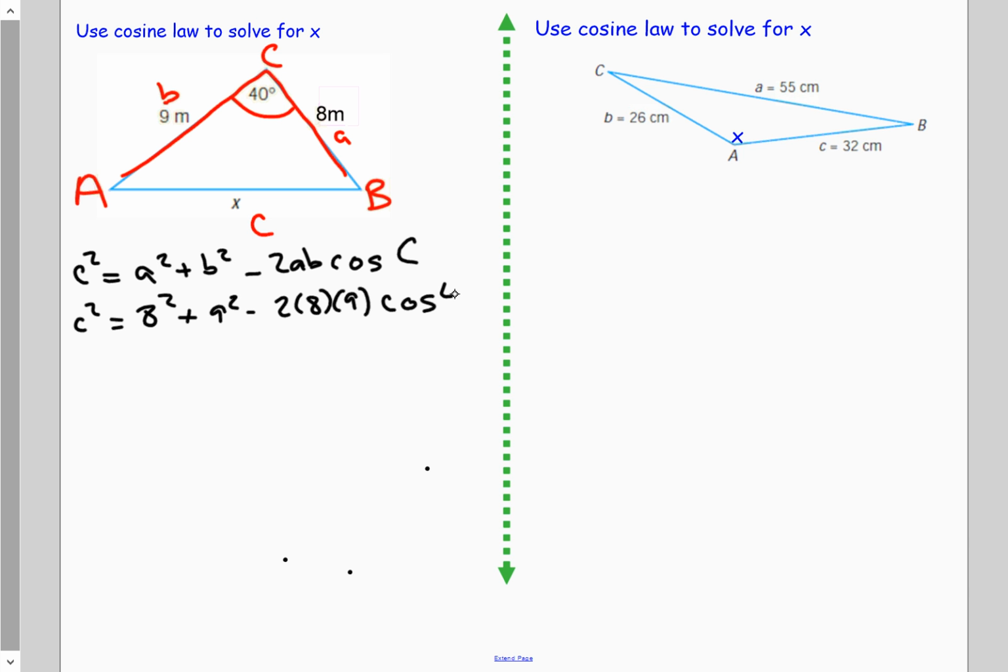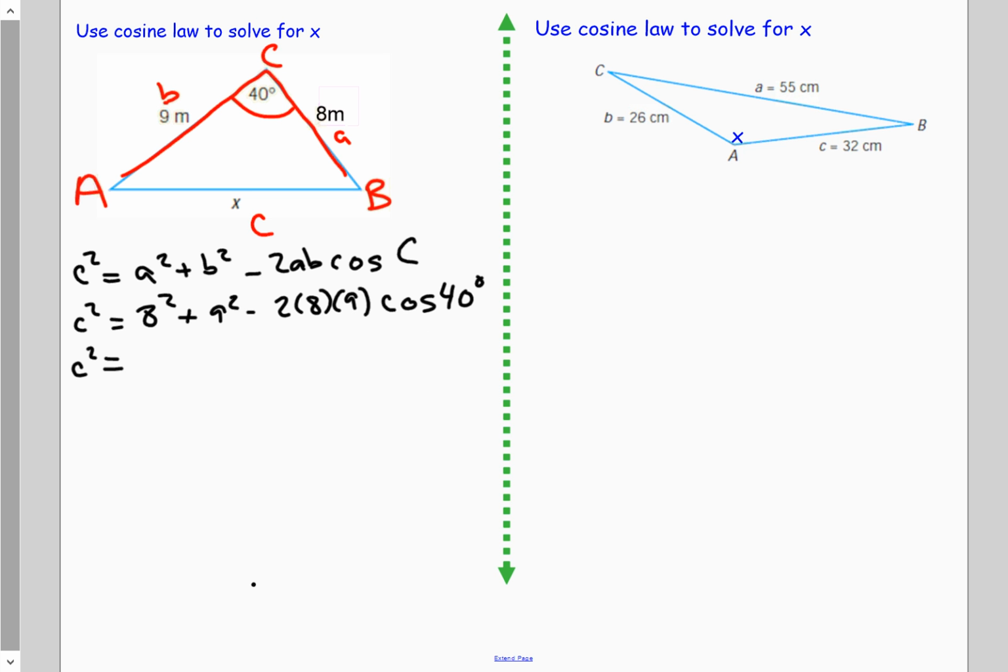This is all multiplication on the right-hand side here, this portion. Cosine of 40 degrees. Okay, and if you look at the picture, you can note that 40 degrees is not really to scale, and that's okay. We're just going to use the numbers and do the calculation. Be aware that sometimes your drawings and diagrams are not to scale. Everything on the right-hand side can be typed in one shot. So 8 squared plus 9 squared minus the product of 2 times 8 times 9 times cosine 40.